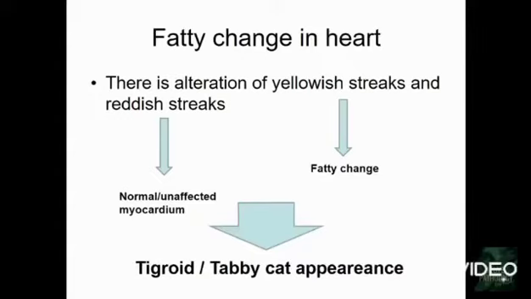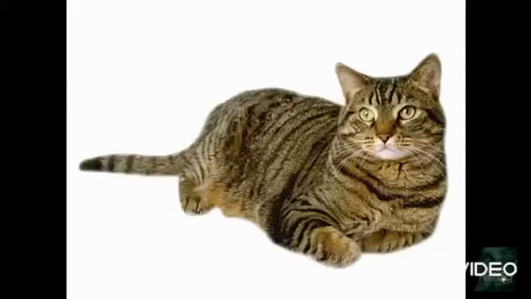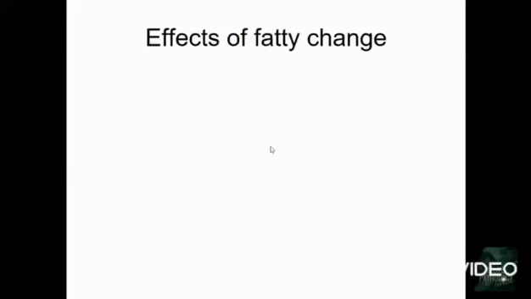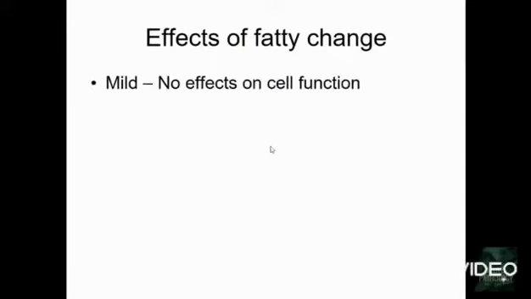So the tabby cat appearance, the name is because of this particular cat. This is a tabby cat where you can see alternate dark and light bands. The dark band is the reddish streak in the myocardium, whereas the light band is the yellowish streak in the myocardium. The yellowish means fatty change, the reddish means normal or unaffected myocardium. So remember, fatty change in heart is also referred to as tigroid or tabby cat appearance. Now, what are the effects of fatty change? As I told you earlier, there can be no effects if it is mild. But if it is severe, it can impair function because of irreversible cell damage.